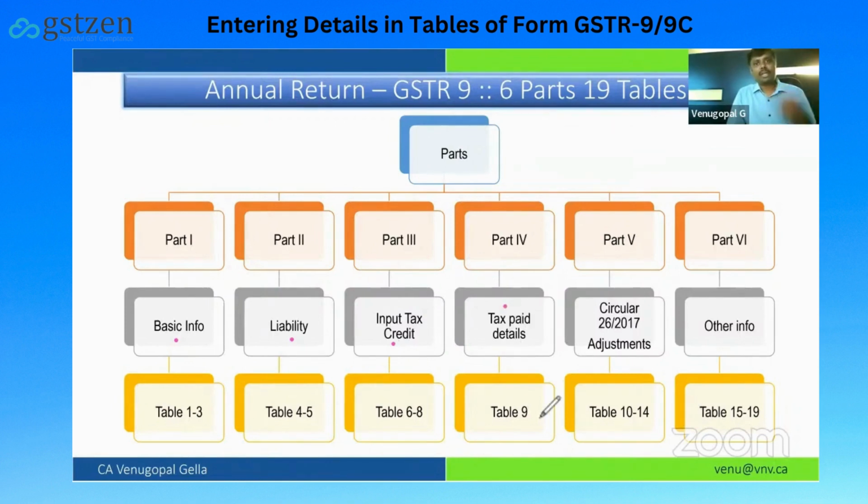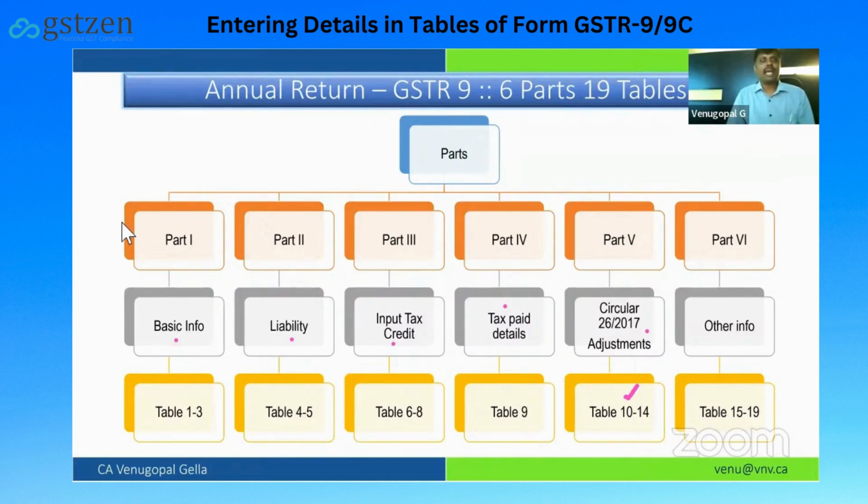However, we don't have the concept of revising a return. So if someone has remitted the taxes of the financial year 22-23 in financial year 23-24, those details are reflected in table 10 to 14, which is part 5. The government needs another information that is captured in part 6, other information.